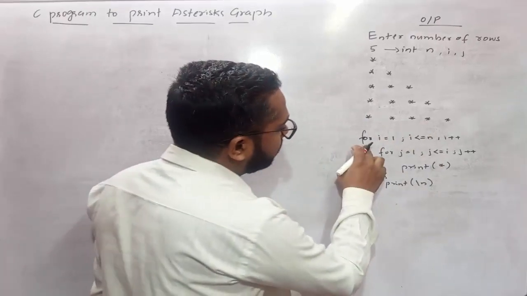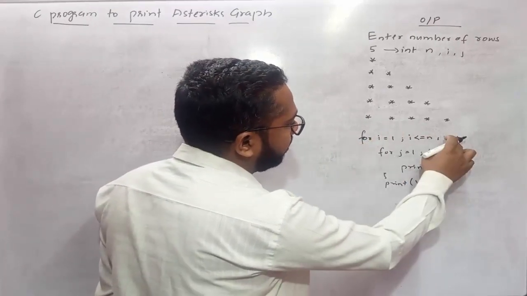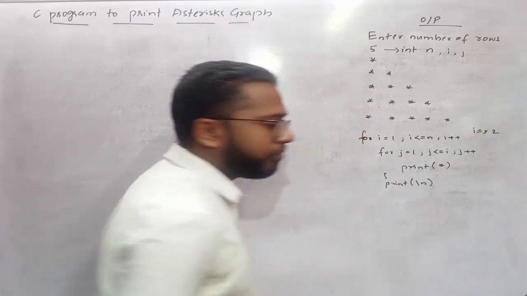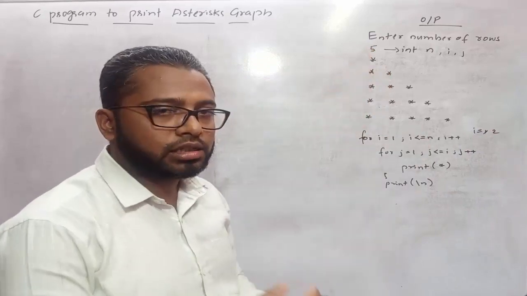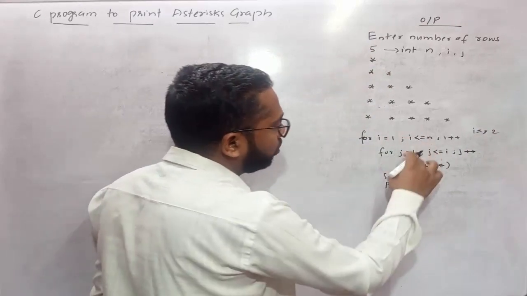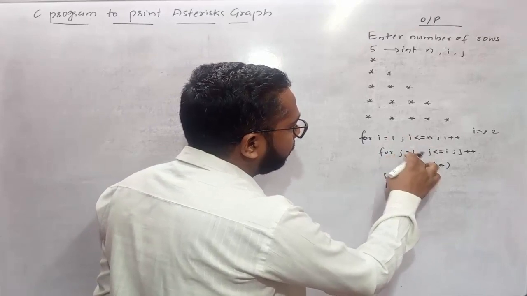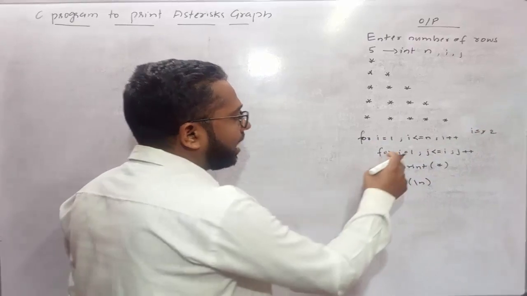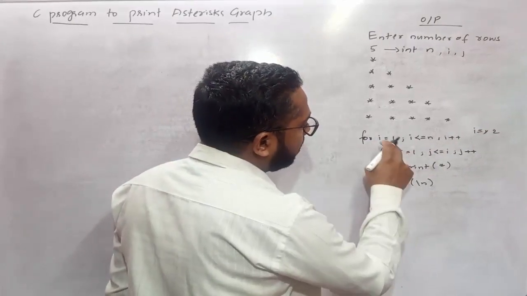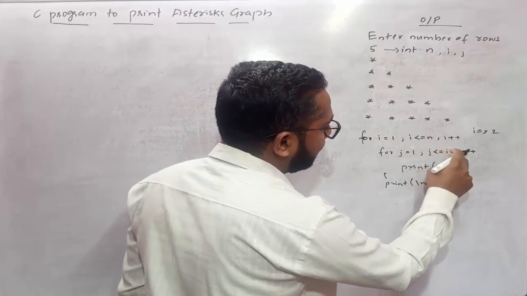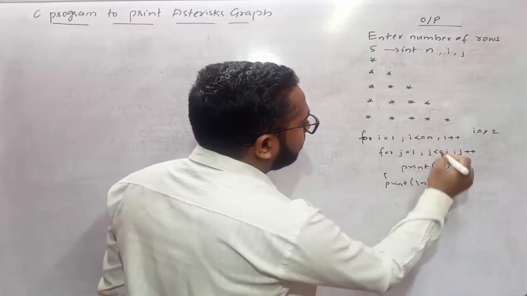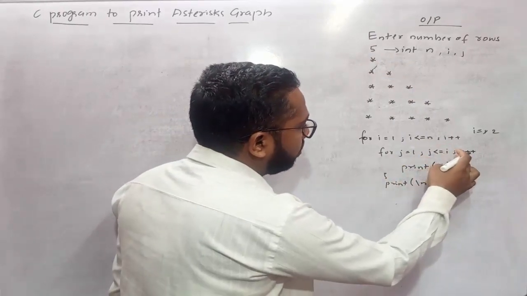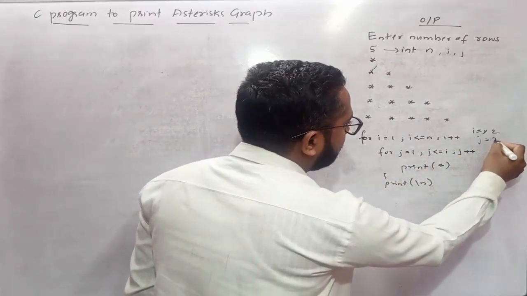Now control will transfer to the first for loop, and the i value gets incremented by 1, and now i becomes 2. 2 is less than or equal to 5. Yes, the condition becomes true. That's why control will come inside this for loop, and we have the value of j equals 1. For the value of i equals 2, j also executes 2 times. First time, i is 1, j is 1. 1 is less than or equal to 1. Condition true. That's why this star gets printed. Then j gets incremented by 1. Now j becomes 2.